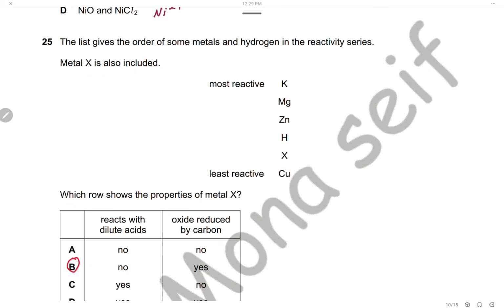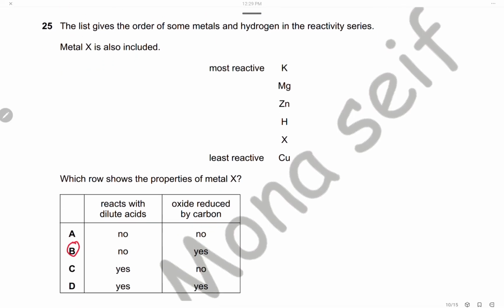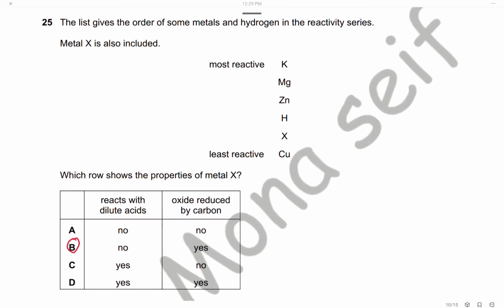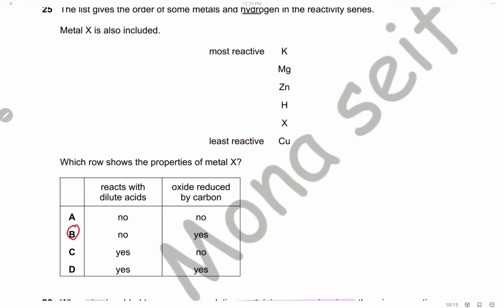Question 25. The list gives the order of some metals and hydrogen in the reactivity series. Metal X is also included. As we can see here, metal X is below hydrogen in the reactivity series, so it cannot react with acid or cannot displace the hydrogen of the acid. So here in the first column, reaction with dilute acid, we will choose no, it cannot react with acid because it is less reactive than hydrogen or below hydrogen in the reactivity series.